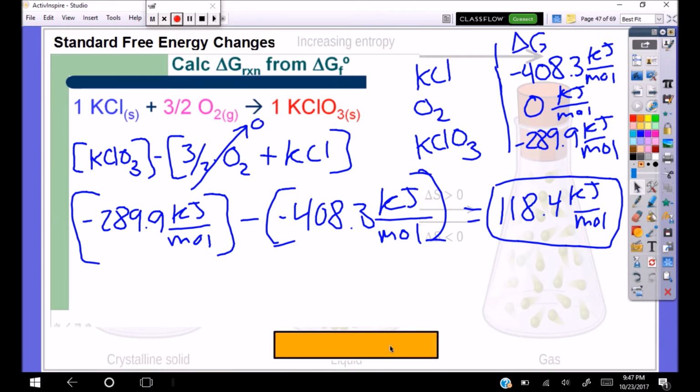And let's evaluate, is this going to be spontaneous or non-spontaneous, and why? Okay, it is non-spontaneous. It is a positive delta G. You can also look at it in terms of entropy. We are creating order, therefore it's not likely to be spontaneous.